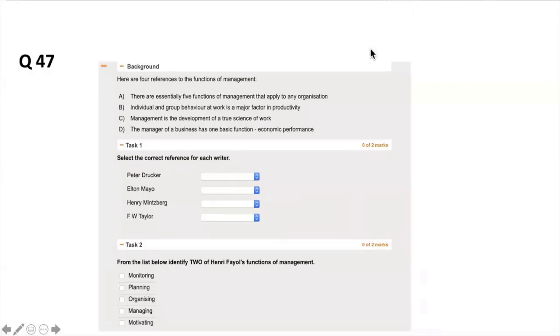So if we go back here, let's see what we have. We do have planning and organizing. So these are the 2 that Fayol talked about. He never talked about monitoring, managing, or motivating.